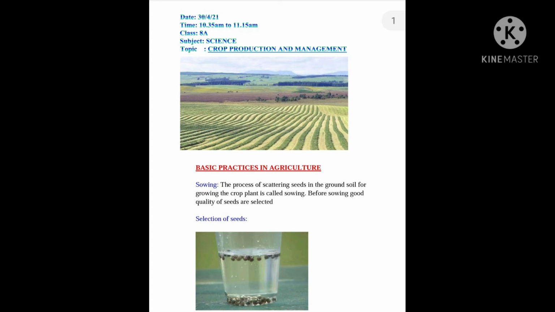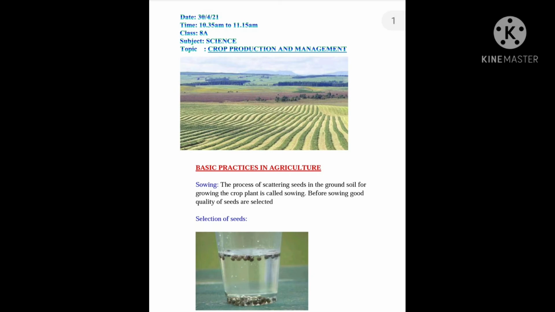Now before sowing, good quality seeds are selected, because good quality seeds are clean, healthy and free from infection. So how are good quality seeds selected? You can see here in the picture, selection of seeds. Here the seeds are put in water contained in a glass. Generally, when the seeds are sown in big fields for the production of crops, instead of a glass, a bucket is taken. Water is taken in the bucket, all the seeds are put in the bucket and it's stirred.